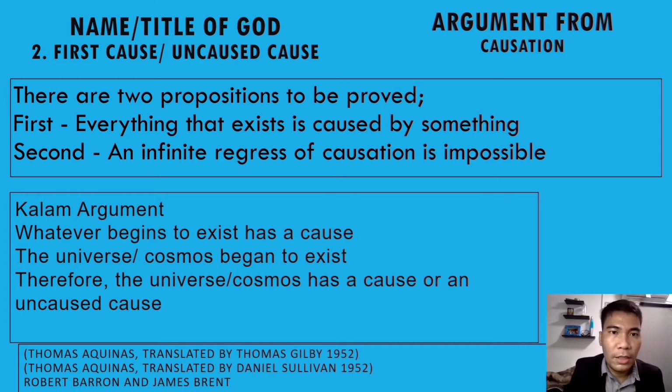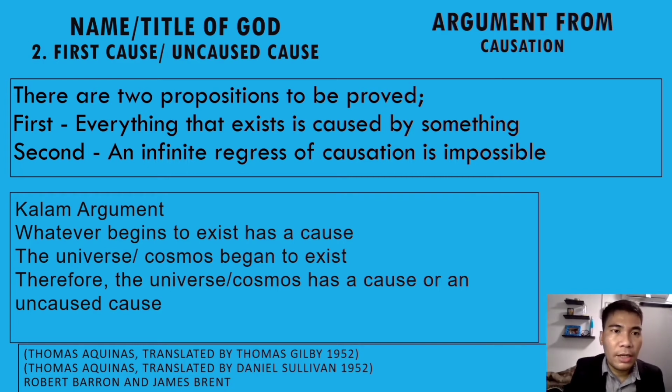It is similar to the first argument and also to the third argument. The first is in terms of motion or change. The third is in terms of necessity, we will discuss later. But here the second is in terms of causality or causation. There are two propositions to be proved here. First, everything that exists is caused by something, and then an infinite regression of causation is impossible.